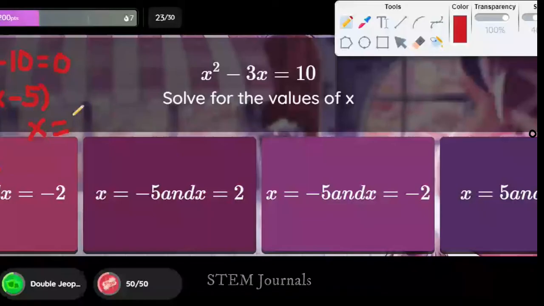Ang nagiging common mistake sa ganito is kung ano yung factor, yun na agad yung sinisiset nila as value ng x. Nakakalimutan na i-equate sa 0 pa yan. Or just simply change the sign. So negative 2 and positive 5 dapat. Nasaan yan? This one. Positive 5 and negative 2. The first option.